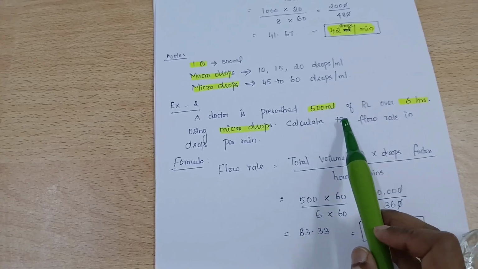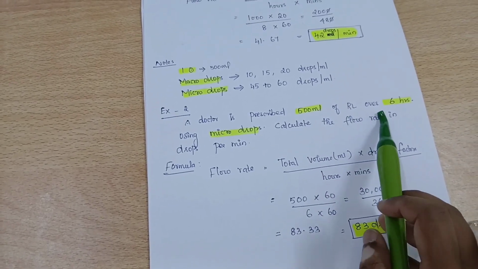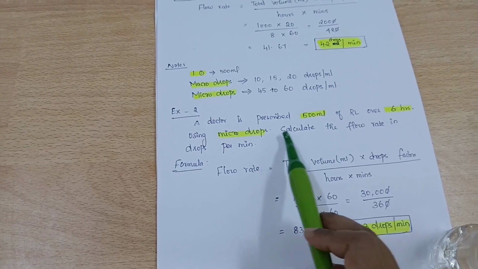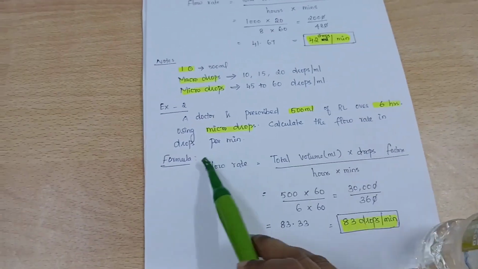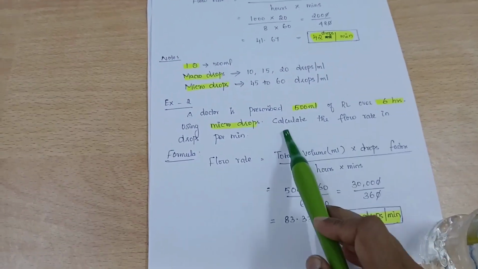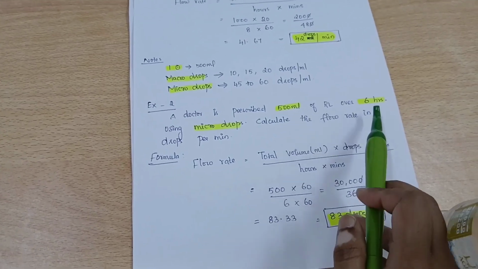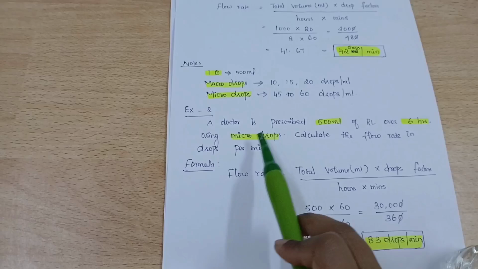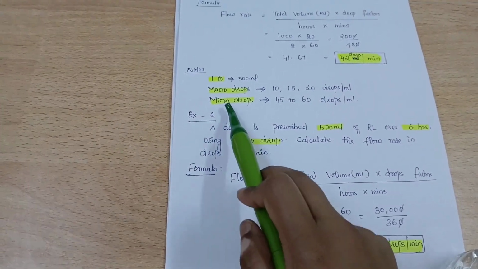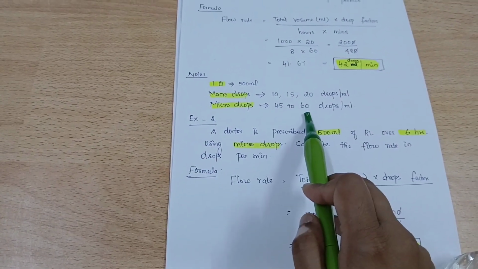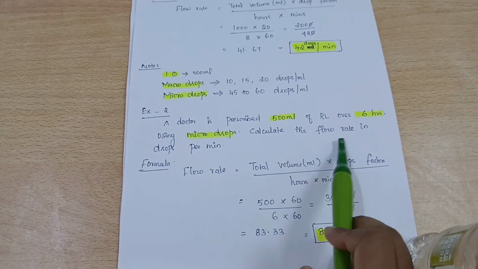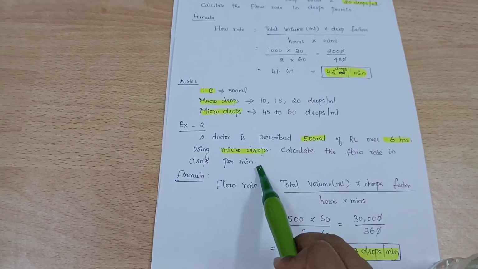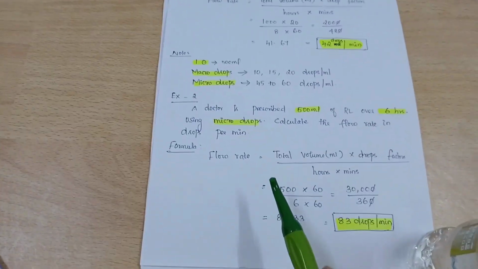a doctor has prescribed 500 ml of RL over 6 hours using micro drops. Calculate the flow rate in drops per minute. Here also we have to notice how many ml, how many hours, and whether micro drops or macro drops. Here they mention micro drops, so micro drops is 60. So per minute, how many drops we have to give to the patient.